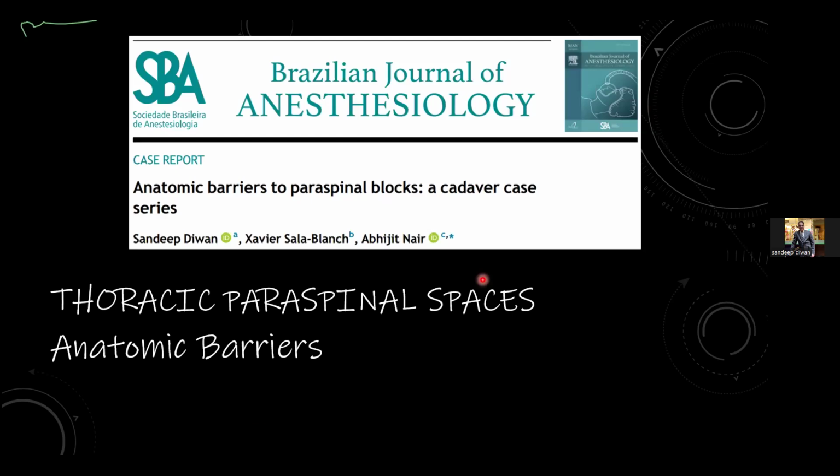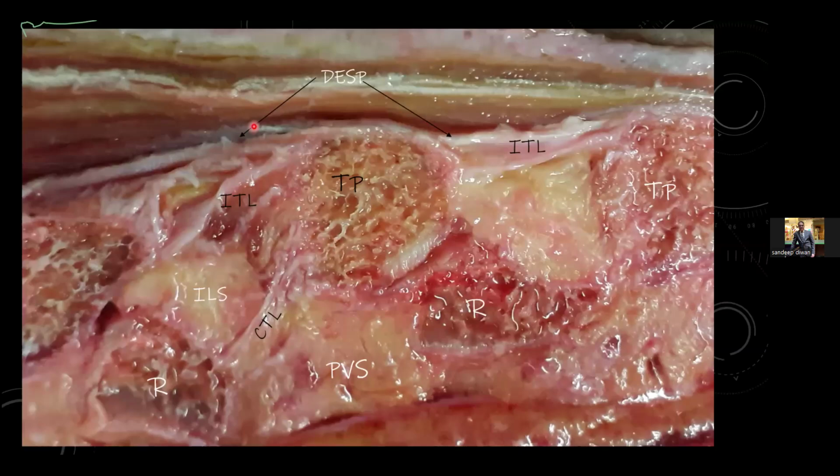So this made us go ahead and study the anatomic barriers to these paraspinal blocks. This we did with Xavier in Barcelona. And what we found was very interesting. This is a sagittal section, so you need to focus on certain things. We are coming from dorsal to ventral. This is the erector spinae plane. We call it the deep erector spinae plane, just below the erector spinae muscle.